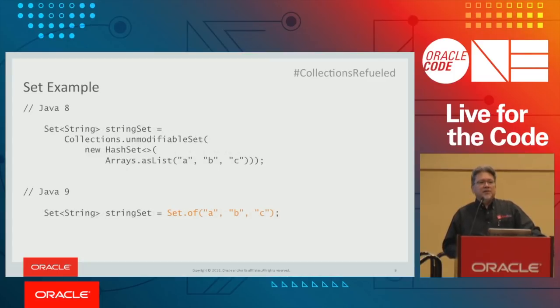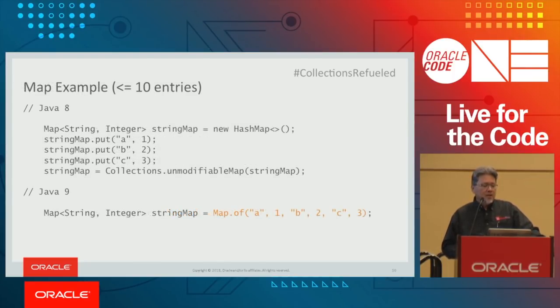The set example is pretty similar. Now in this case, in Java 8 and previous, there's no convenient var args way to create a set. So we started off once again with Arrays.asList, copy it into a set, and then wrap the unmodifiable set wrapper around that. But in Java 9 and later, we can just say Set.of(A, B, C). Pretty simple. All right, map is where it starts to get a little interesting.